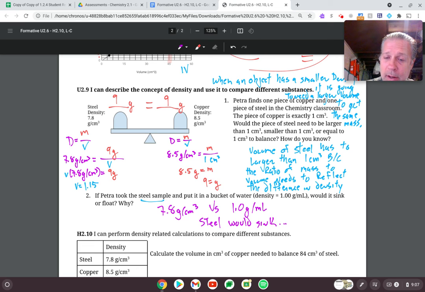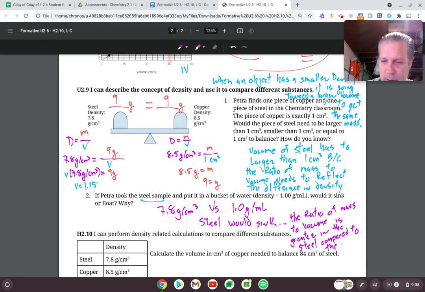And why? The density is greater, but really, in reality, we're looking at the density, or the ratio of mass to volume, is greater in the steel compared to the water. So we're really looking for some type of explanation in that regard.